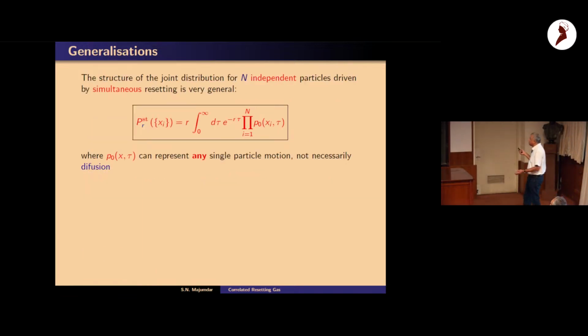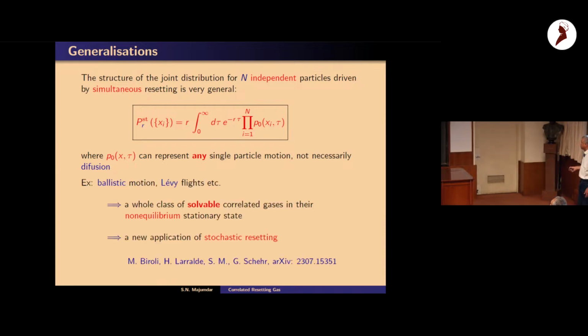So you can now easily generalize it. Here I talked about just diffusing particles, but you can create a correlated gas by considering, for example, ballistic motion of the particles or Levy flights, whatever you want. This provides a very simple mechanism to generate a strongly correlated gas which is yet solvable. There are not many examples of that. So in some sense, this is a new application of stochastic resetting.